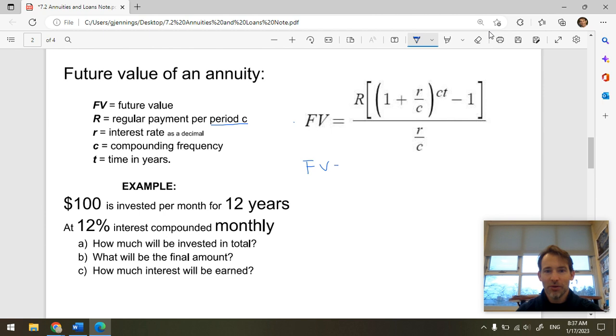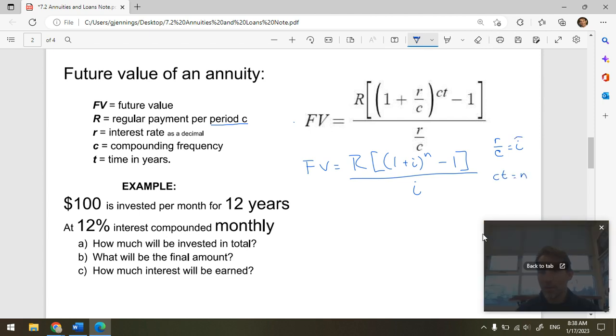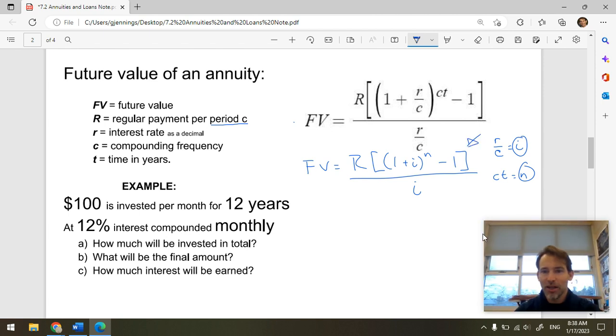We would say future value is equal to R multiplied by 1 plus the interest rate per compounding period, to the power n, minus 1, all divided by the interest rate per compounding period. In this case, the only thing different here is I have replaced r over C with the interest rate per compounding period, not per year, and C multiplied by T is the total number of compounding periods. So that's a way of writing it down in a way that looks simpler, and you can work with whichever way you like. I kind of like working with it that way.